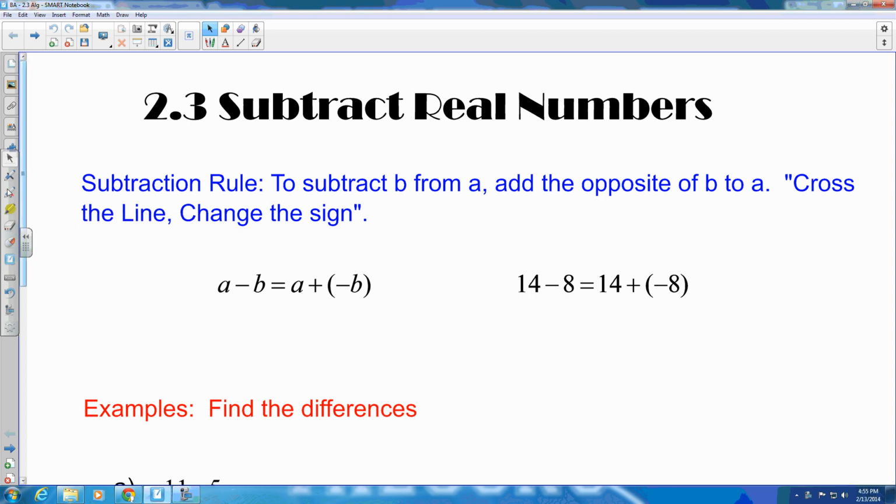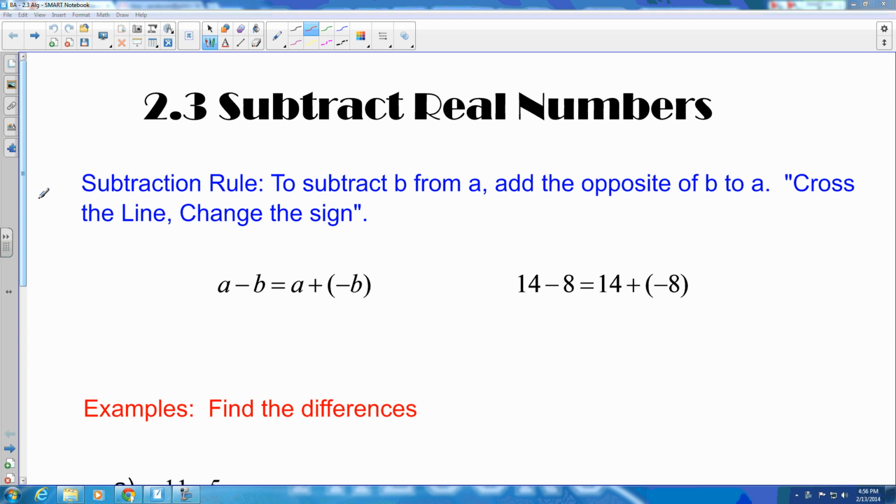Alright, we're in section 2.3 where we're going to subtract real numbers. Very similar to adding, subtraction only has really one rule: when you subtract b from a, you end up adding the opposite of b to a. This is where the phrase "cross the line, change the sign" comes from.